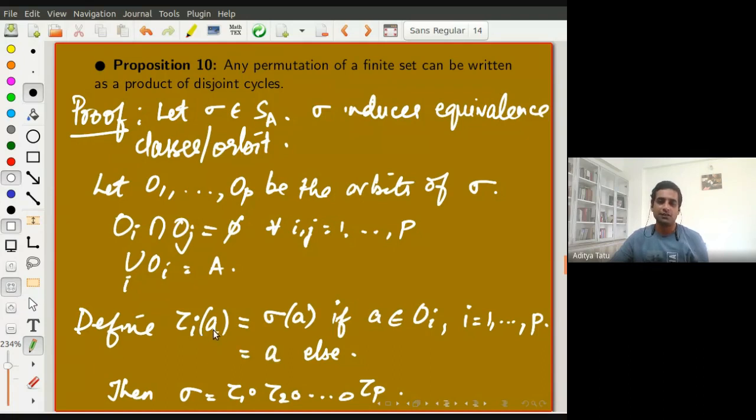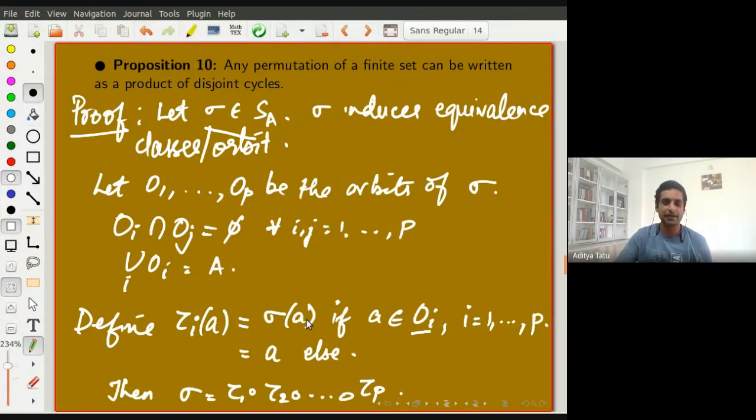Right. So now there are two choices for a, right? Since we are taking i equals 1, a is either in orbit 1 or it is not in orbit 1. There is no other choice. If it is in orbit 1, then I'm defining this permutation such that tau i maps a exactly to the same element that sigma maps a to. Sigma is already given to us, right? So this is a well-defined permutation.